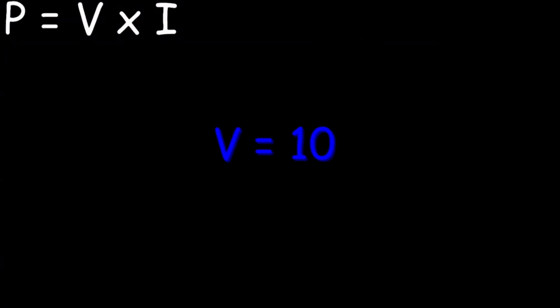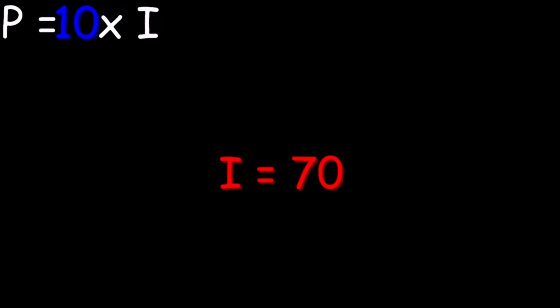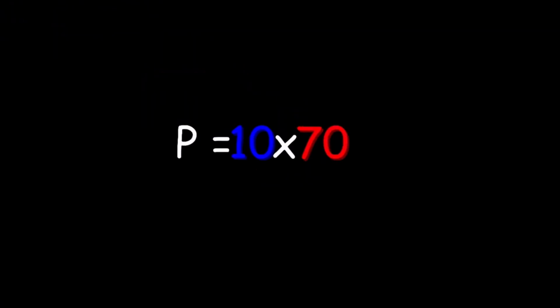So P equals V times I. V equals 10 volts and I equals 70 amperes. 10 times 70 is 700. So that means P equals 700 watts.